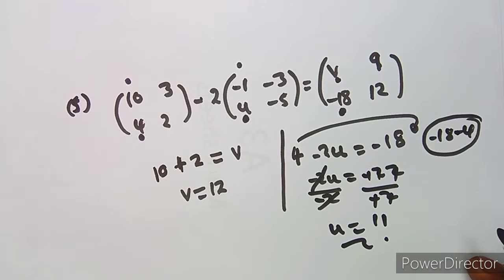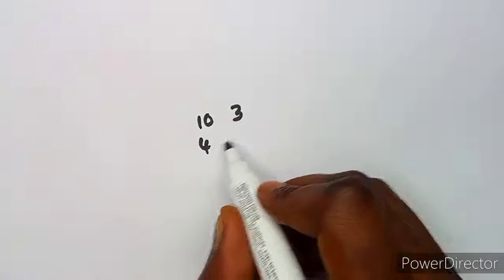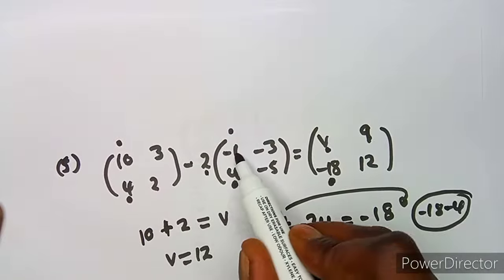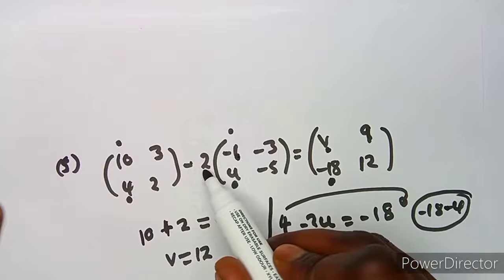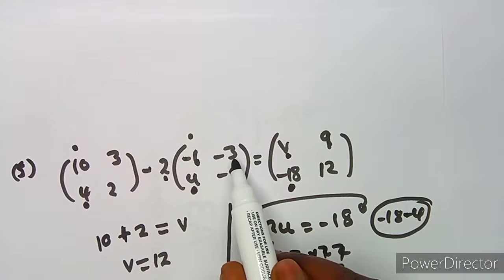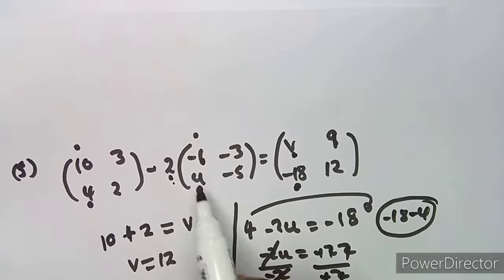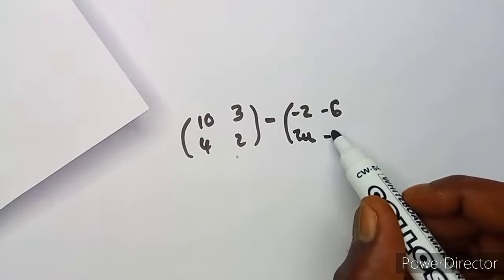Now coming back to the one where we have to apply the laws of matrices. Subtract here. So I'm going to repeat this, which is 10, 3, 4, and 2, like that. Minus. So we're going to multiply by the scalar 2 times this. 2 is going to multiply every term. So it's 2 and -1, which is -2. Then we've got 2 and -3, which is -6. 2 and u here, which is going to give us 2u. 2 and -5, which is -10.